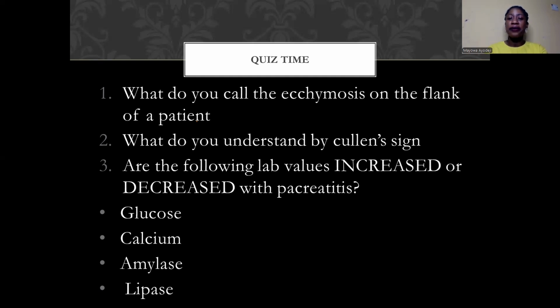Are the following lab values, are they going to be increased or decreased with pancreatitis? So these particular lab values that you are seeing on the screen, in a patient with pancreatitis, are these lab values, are they going to increase or decrease? Glucose, what will happen to glucose? What will happen to calcium, amylase, and lipase? So please write in the comment section. Are their level going to increase or is going to what? Decrease?